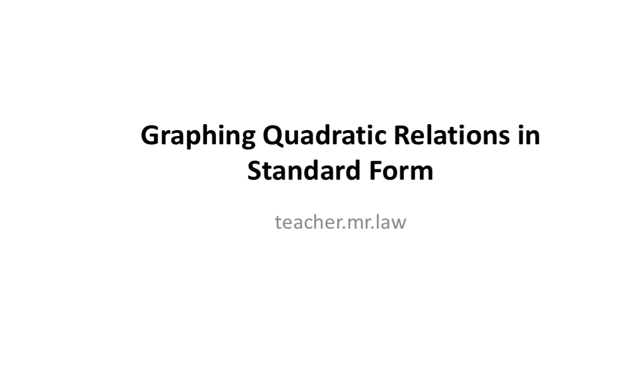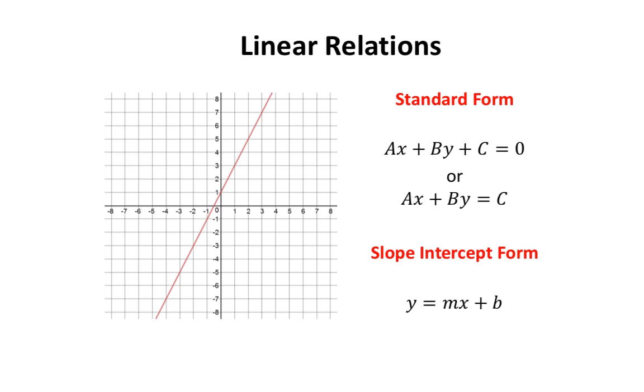In today's lesson, we'll be learning how to graph quadratic relations in standard form. You learned previously that a linear relation could take on two forms, either standard form or slope-intercept form. Standard form didn't really tell us much about the linear relation, whereas slope-intercept form tells us the slope as well as the y-intercept, making it much more useful.